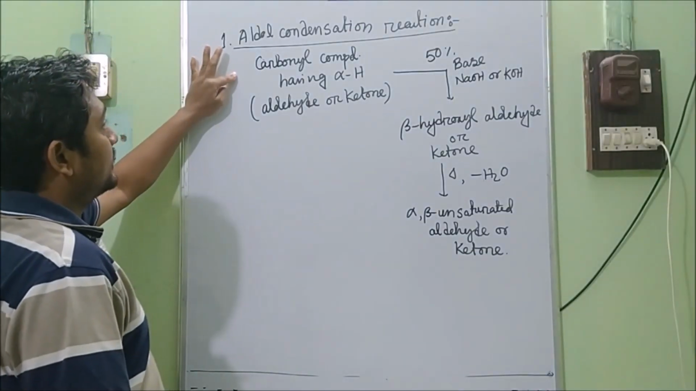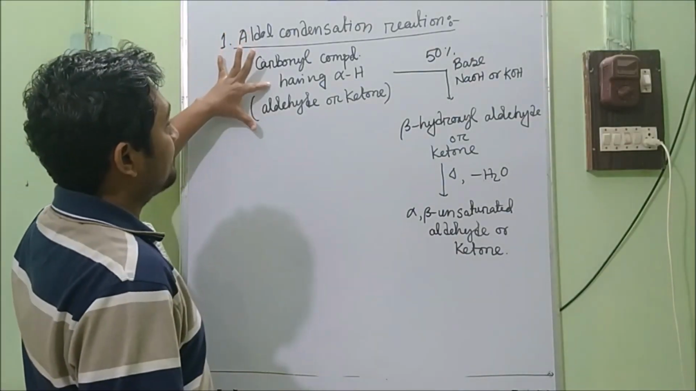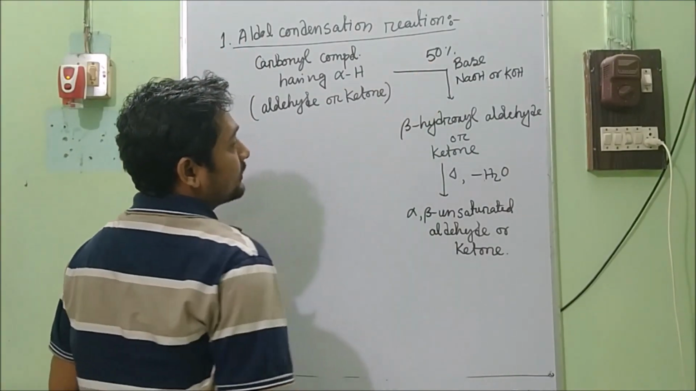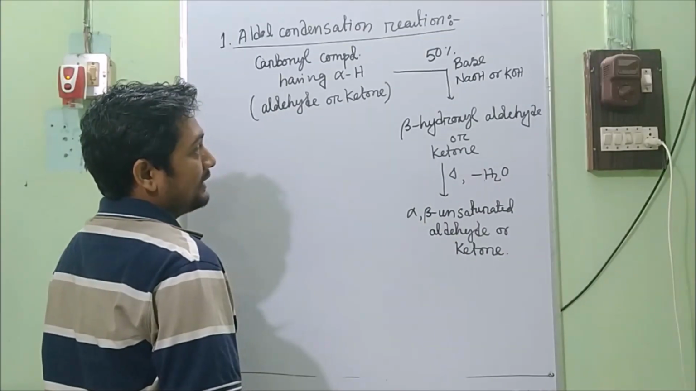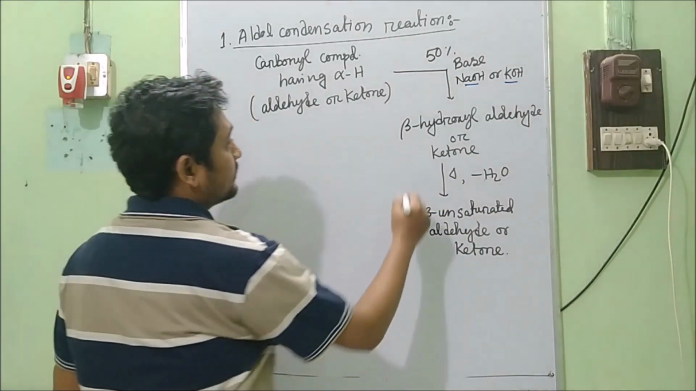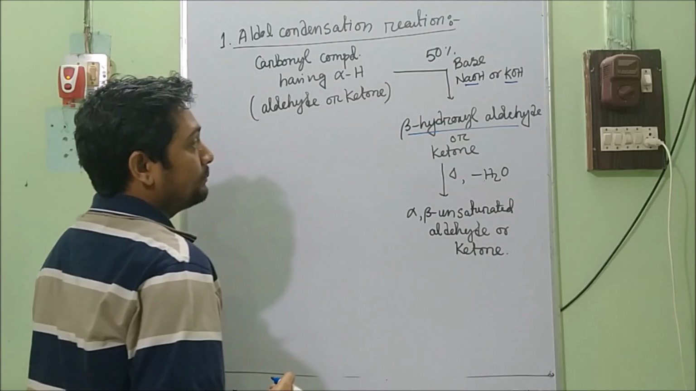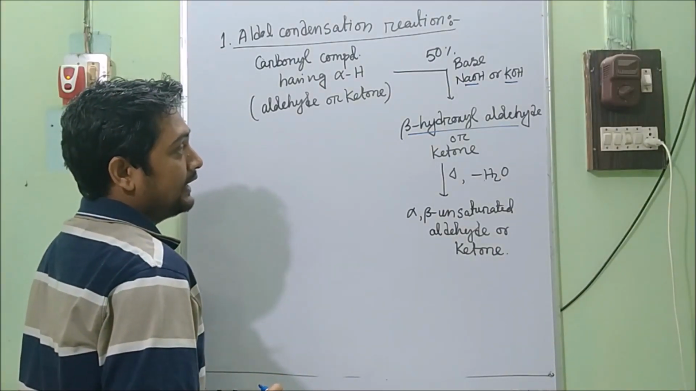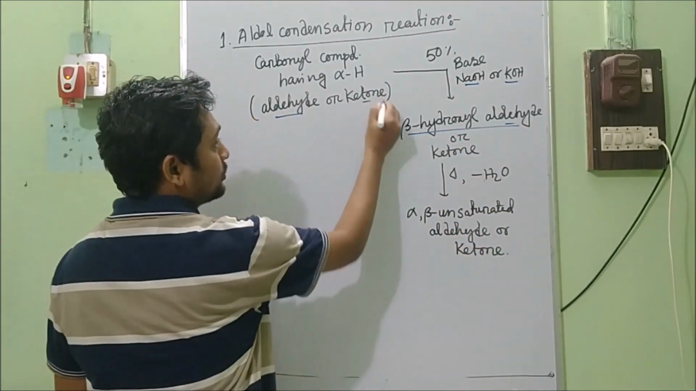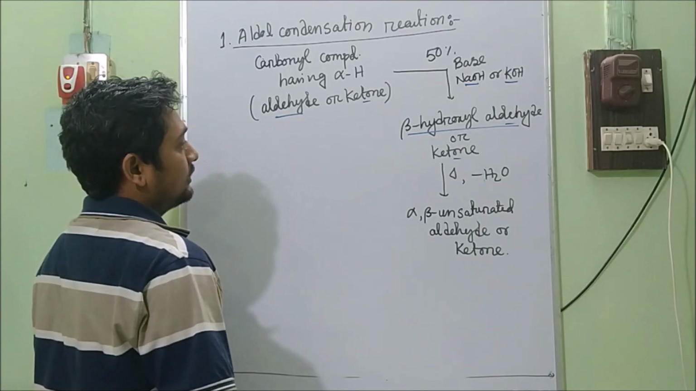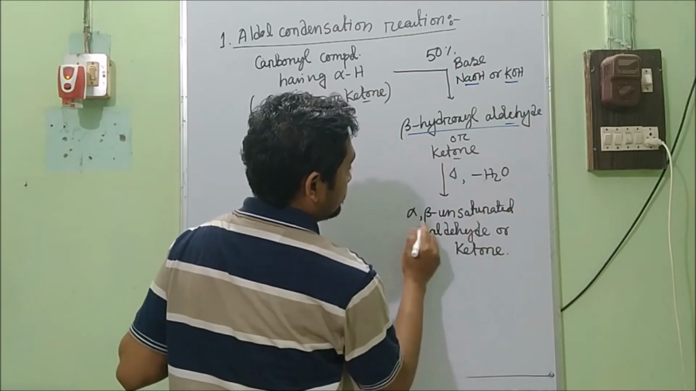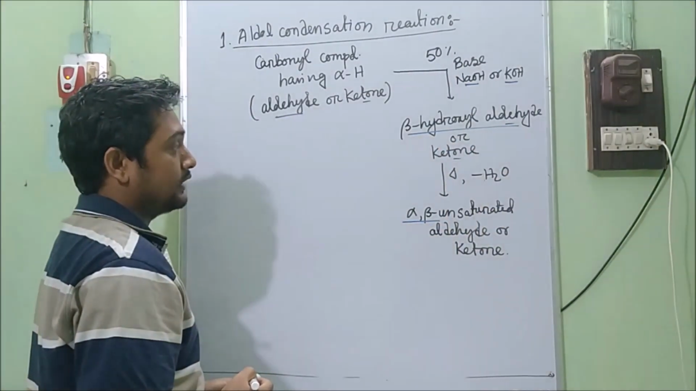Aldol condensation reaction. Here a carbonyl compound having alpha hydrogen, on reaction with dilute base, that means 50% base, which may be NaOH or KOH, gives a product alpha beta hydroxyaldehyde or ketone. If we take an aldehyde, we will get an aldehyde; if we take a ketone, we will get a ketone. And upon heating, water will eliminate from the structure, and we will have an alpha beta unsaturated aldehyde or ketone.